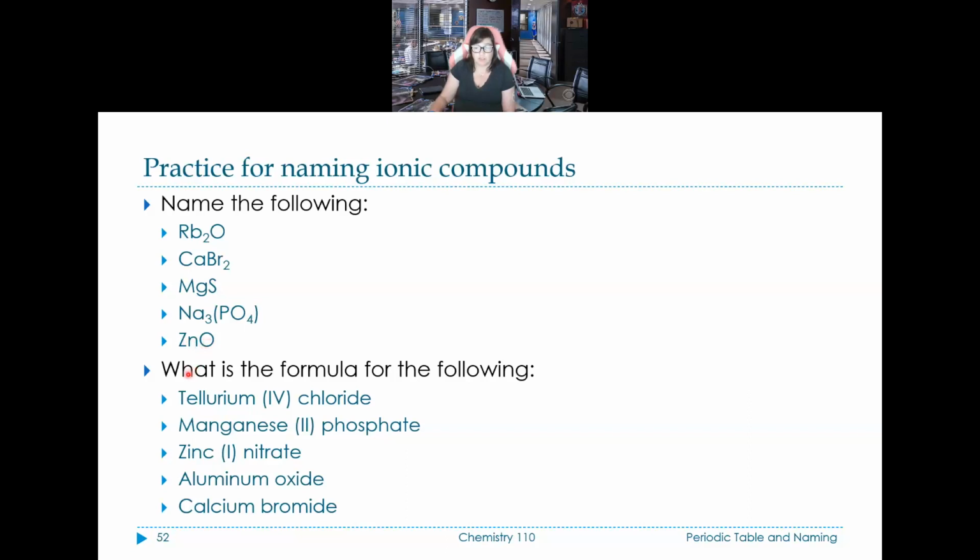All right, what's the formula for the following? Well, tellurium(IV) chloride. So it's a +4. Tellurium is Te. Chloride is Cl, that's a minus. So I'm going to have TeCl4. And I'm going to pull out my paper just so I can show you these again, because while I know what I'm doing, you guys may not know what I'm doing.